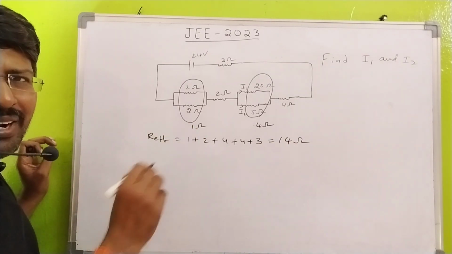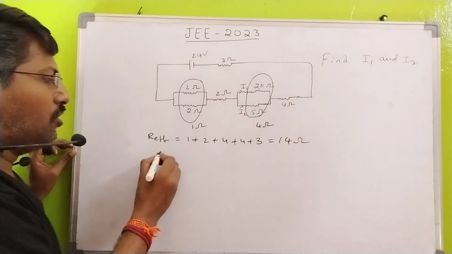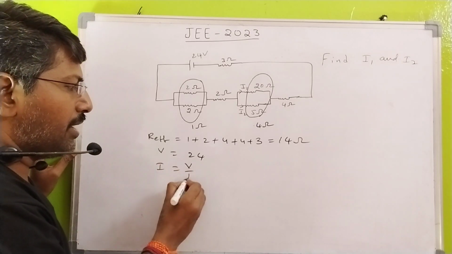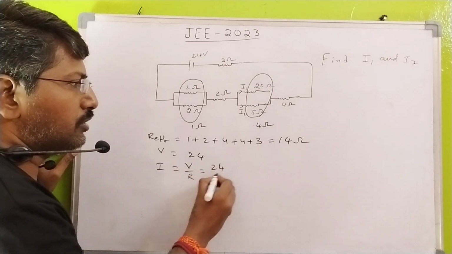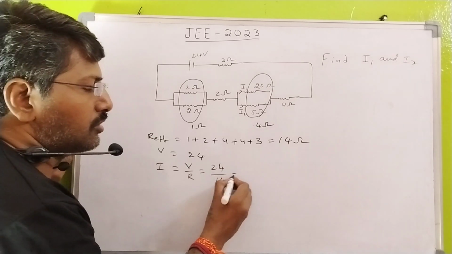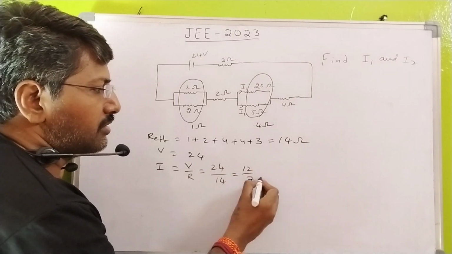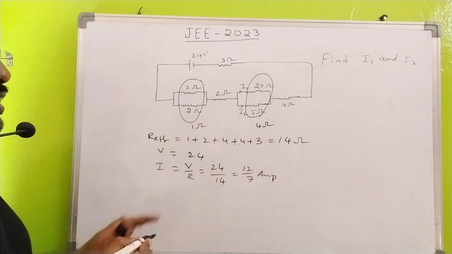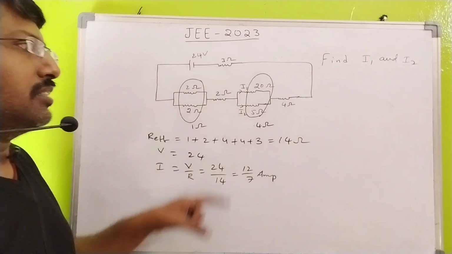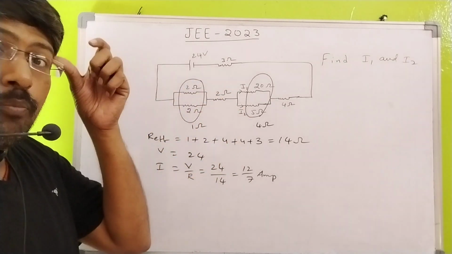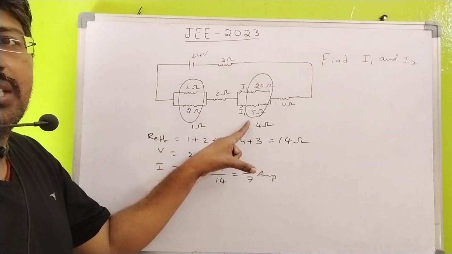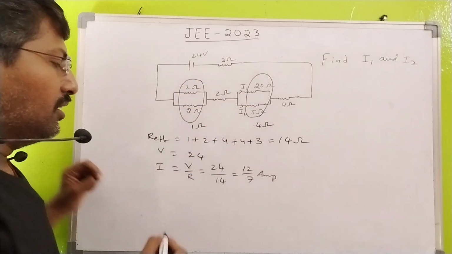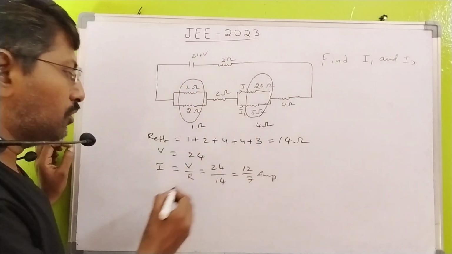The problem is very easy, but a little bit tricky type of question. Next, the voltage is given here as 24 volt. So total current is V by R, effective resistance, that means 24 by 14. So that means 12 by 7 ampere. This 12 by 7 ampere splits in 1:4 ratio. Why? Because current is inversely proportional to resistance. Here low resistance, more current. Here high resistance, less current. So that means current travels in 1:4 ratio.